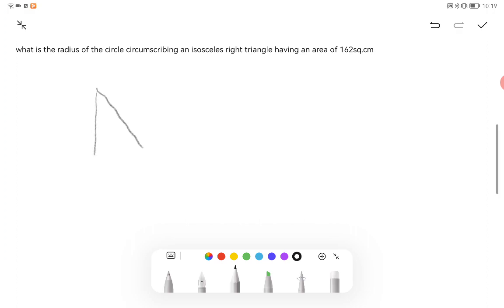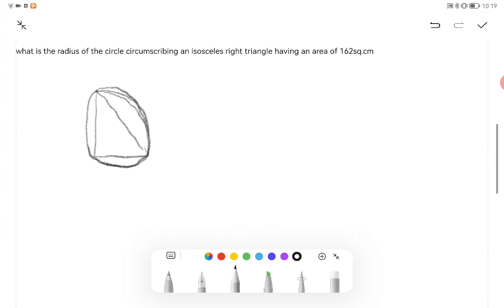And then it said here in the problem that a circle is circumscribing an isosceles right triangle. So, therefore, there is a circle outside a triangle. Okay? So, pretend that it is a circle. So, bear with my drawing. I'm so bad at it.